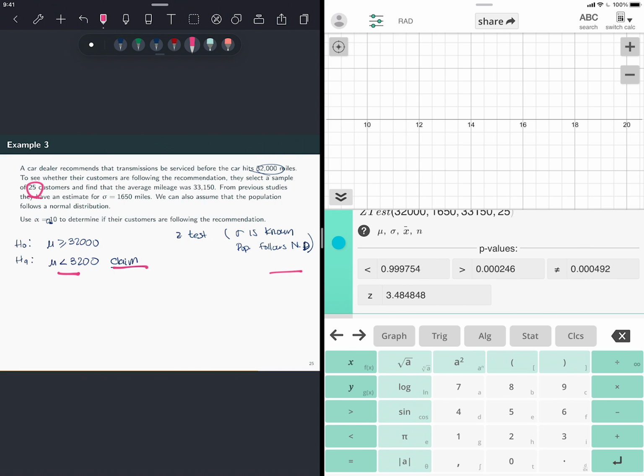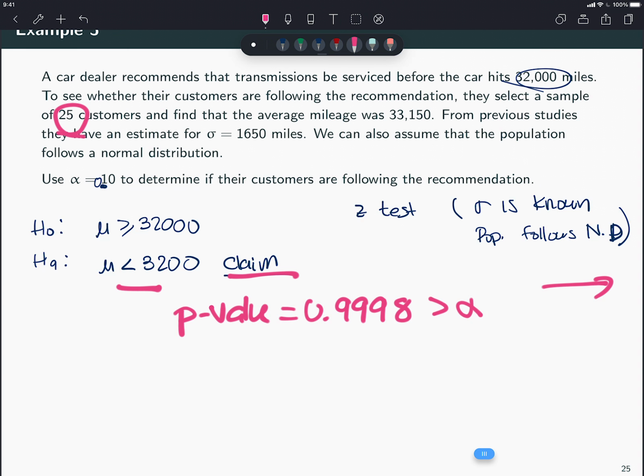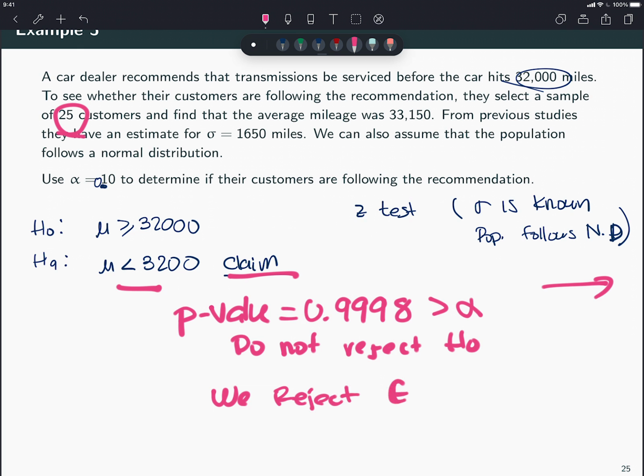There you go, with the p-value given in the direction of the alternative, so it's the first number in this row. My p-value is huge, 0.9998 if I round to 4 decimals. Of course it's bigger than alpha, and we have the same conclusion as before. Because it's greater than alpha, we do not reject H0, but since the claim is HA, we do reject HA, the claim. We have enough evidence to reject the claim.